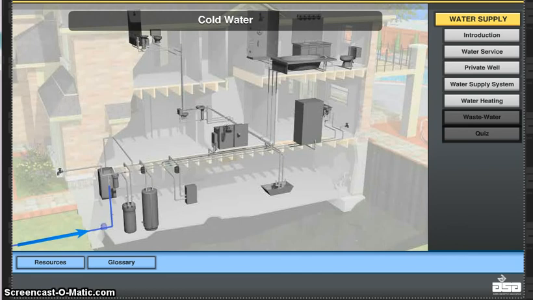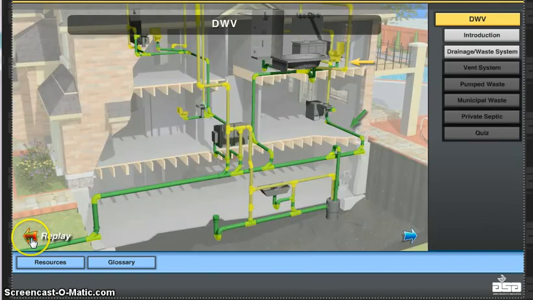But cold water is only half of the water supply system. Click on the arrow to proceed to water heating.